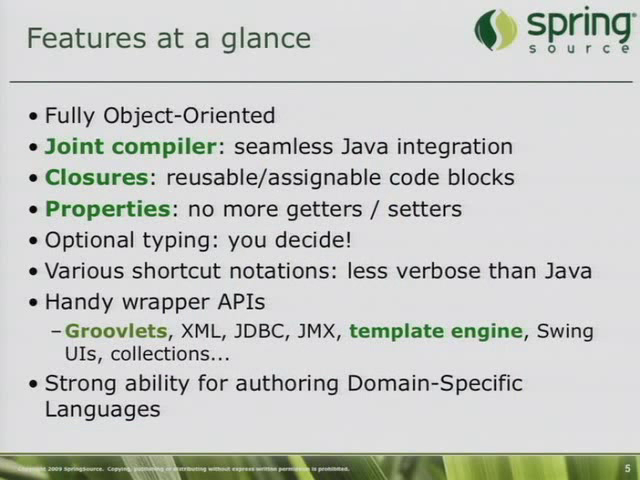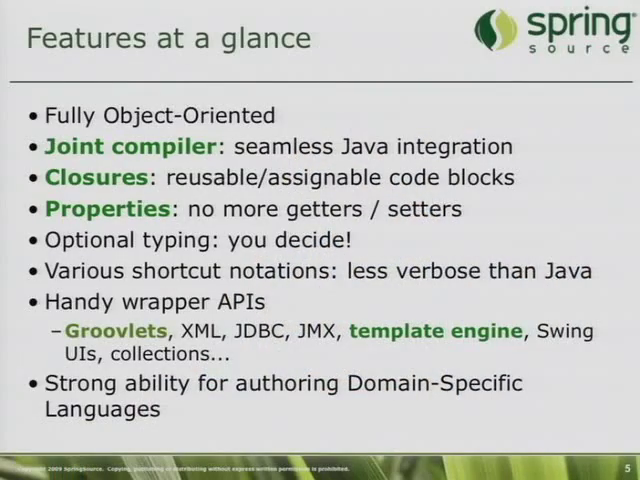So now a little overview of existing features. It's fully object-oriented. Even when you say 3, the number 3, it's really an object, so you can do 3 toString or whatever. When I mentioned seamless Java integration, for instance, we've got a joint compiler, which allows you to compile everything in one go. So when you've got circular references between Groovy and Java, it's totally transparent.